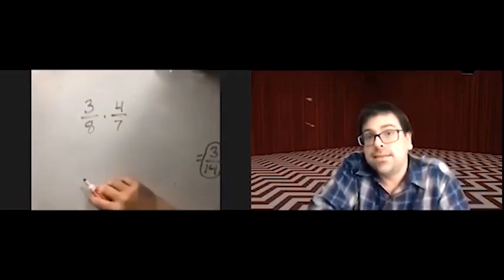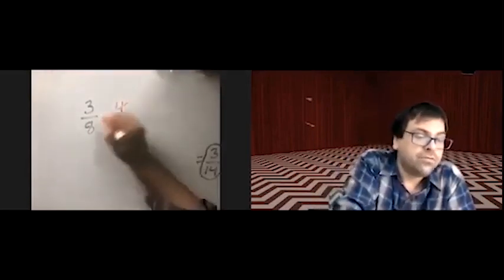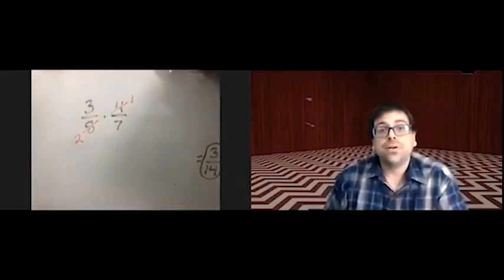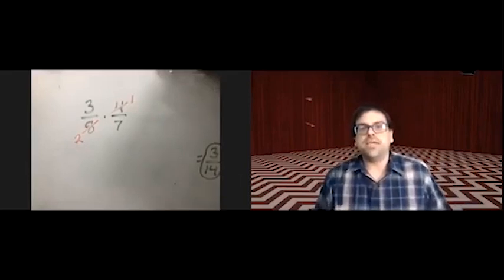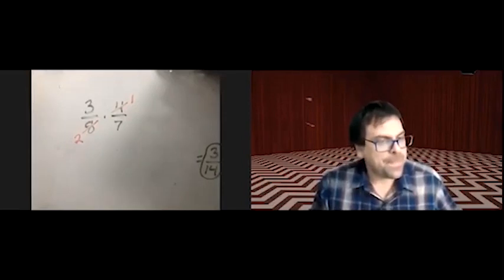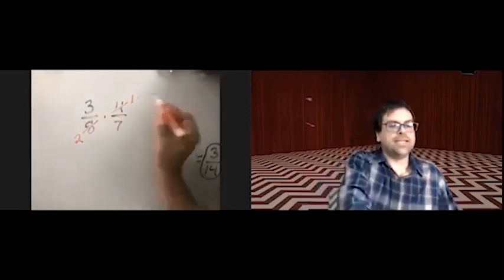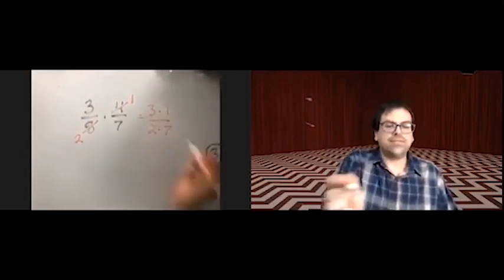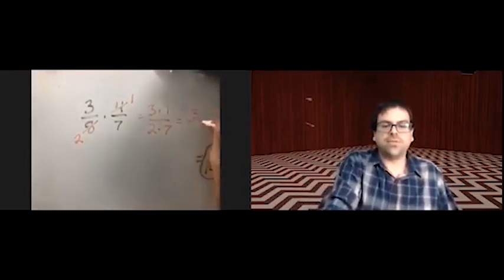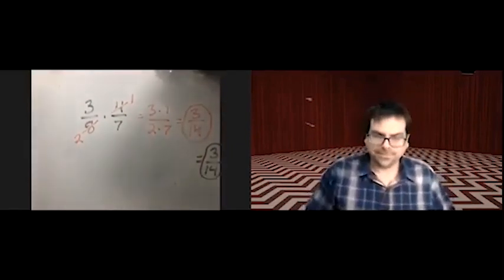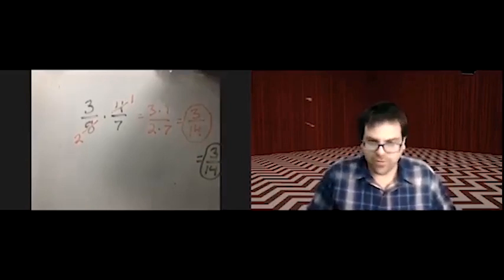4 and 8 can both be divided by 4. 4 divided by 4 is 1. 8 divided by 4 is 2. And then those new numbers become what we have in those parts of the fraction. So really, this would be 3 times 1 over 2 times 7. 3 times 1 is 3. 2 times 7 is 14. When we cancel completely, we're not going to need to reduce. We got rid of all the common factors up front.